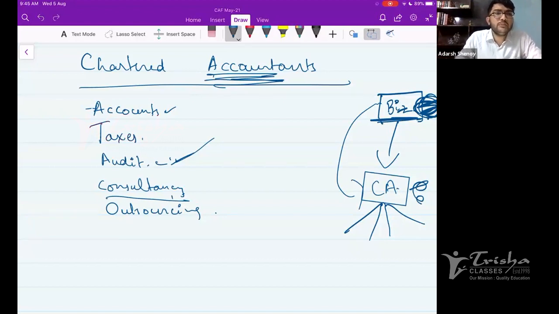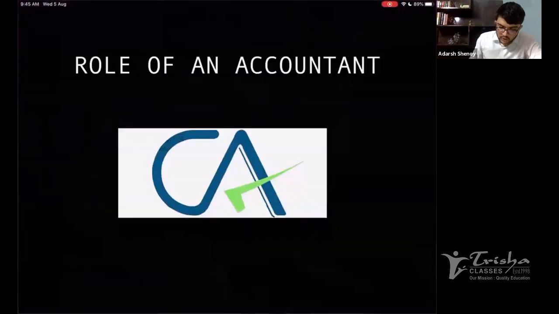The scope is very big. It's getting wider and wider by the day. Probably when you qualify, there might be many other things you could do. So that is how the field has become very dynamic. The CA's scope of work has become very dynamic, and there are a lot of opportunities for chartered accountants.